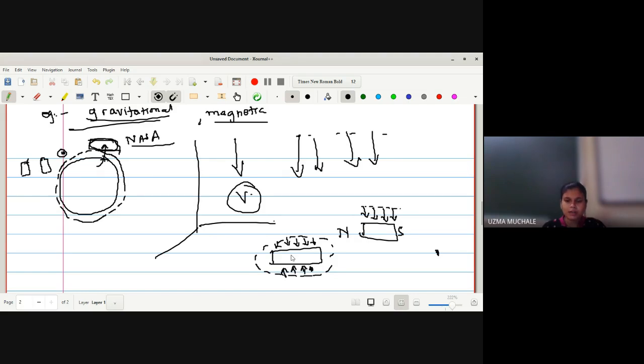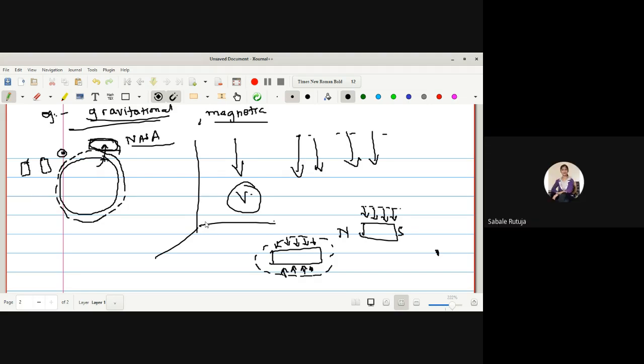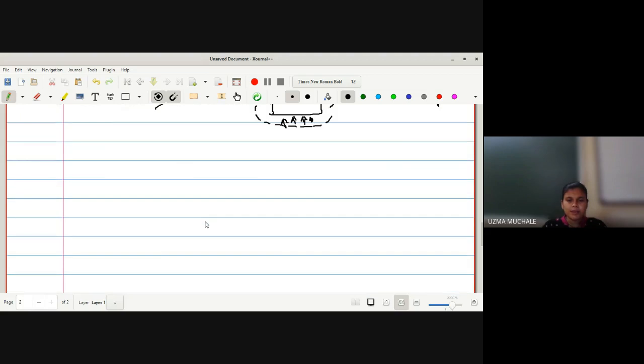Okay, direction here and here. So combinedly we can say that it has some vector field is created. Okay, so that's why it is called a magnetic field and gravitational field. Are you getting me what I told you? Yes, ma'am. Okay. So these are the example of a vector field.